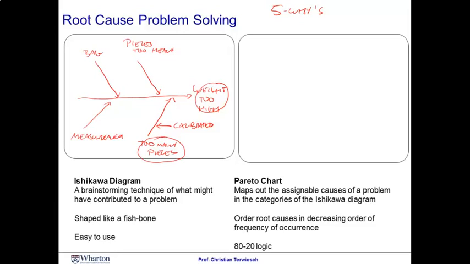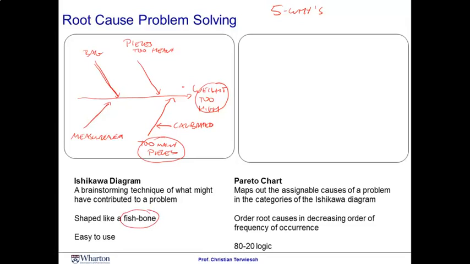Now you notice there's no rocket science involved in these diagrams, it's just a useful brainstorming technique. If you draw nicer than I do, you'll notice that this little diagram looks a little bit like a fish, with kind of the head of the fish up here, and these being the fish bones. For this reason, this is also called a fishbone diagram.